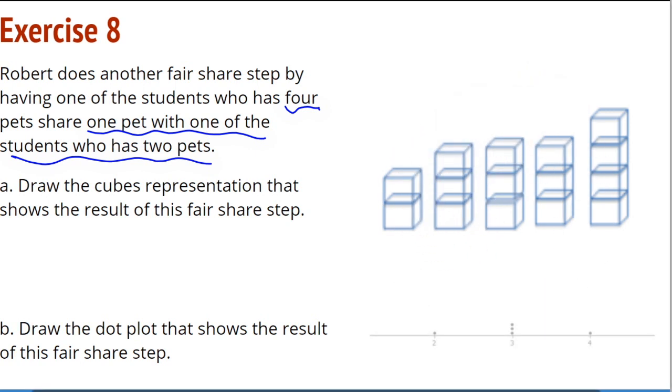And our dot plot is going to have a similar change. Someone's going to go from having 2 pets to having 3 pets, and someone's going to go from having 4 pets to having 3 pets. So we just added 2 more people that have 3 pets.